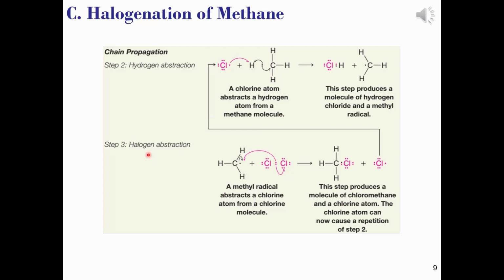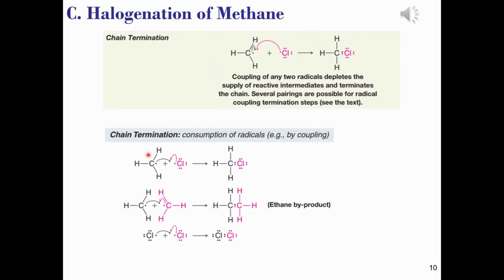Let's take a look at this now. This stage is known as termination. The coupling of any 2 radicals depletes the supply of reactive intermediates and terminates the chain reaction. Several pairings are possible, and these are shown here. More chloromethane can be made, or 2 methyl radicals can be combined to form ethane. Finally, chlorine atoms or radicals can be combined to form diatomic molecules of chlorine.